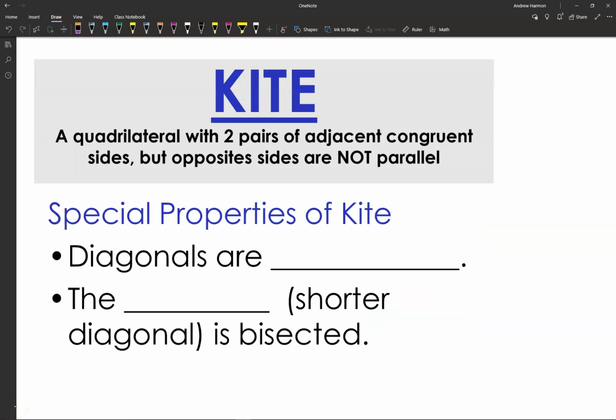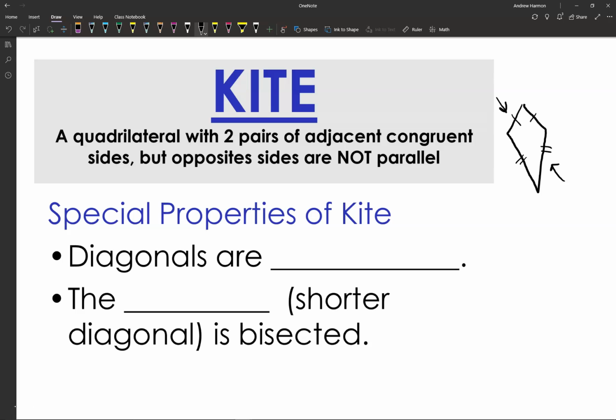The first shape we're going to talk about is a kite. Kite is exactly what you think of when you think about a kite. The definition of a kite is a quadrilateral, so a four-sided shape, with two pairs of adjacent congruent sides, but the opposite sides are not parallel. So this side and this side are congruent to each other, and this side here is congruent to that side there. But this side is not parallel to its opposite side here. So these are not parallel. That's what makes a kite.